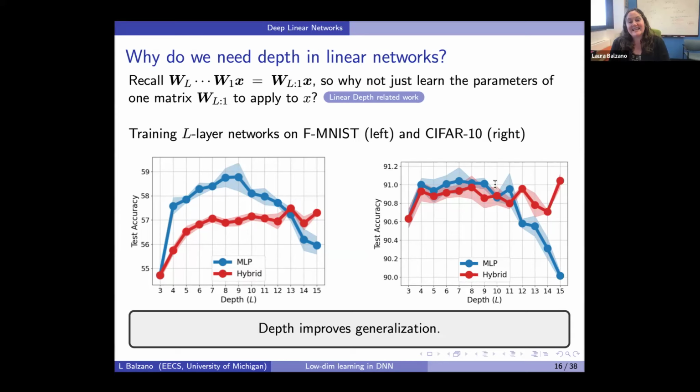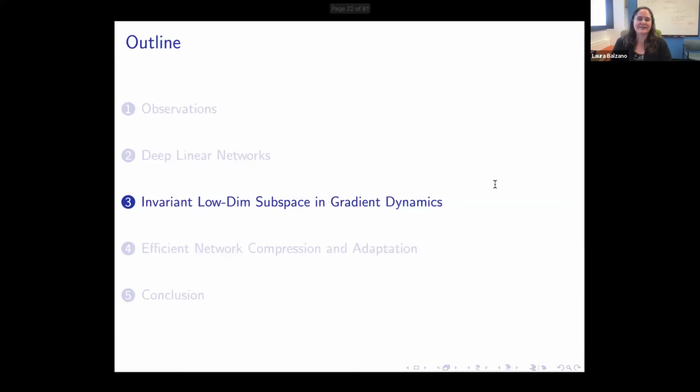Okay, so that's the key to using deep linear networks and learning the parameters of deep linear networks as opposed to just learning the parameters of WL colon 1 alone. All right, so that's my motivation about deep linear networks.